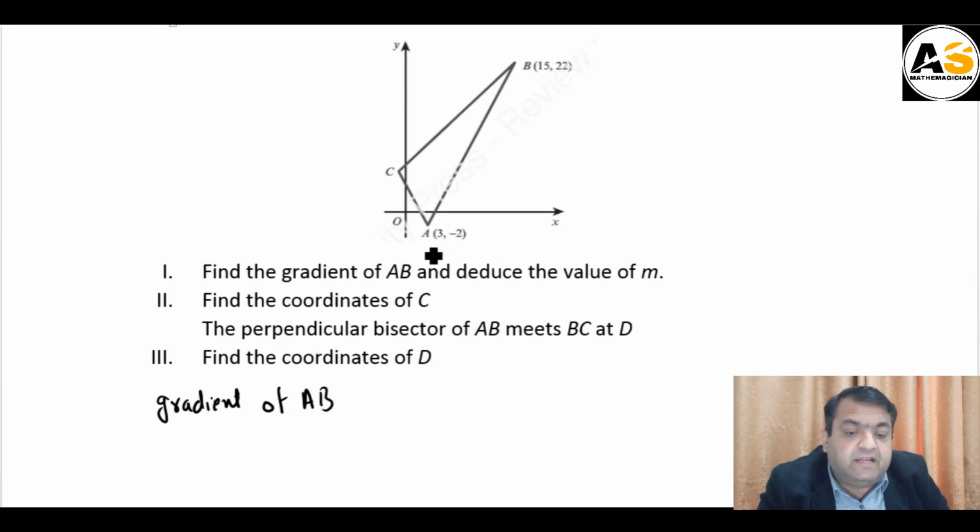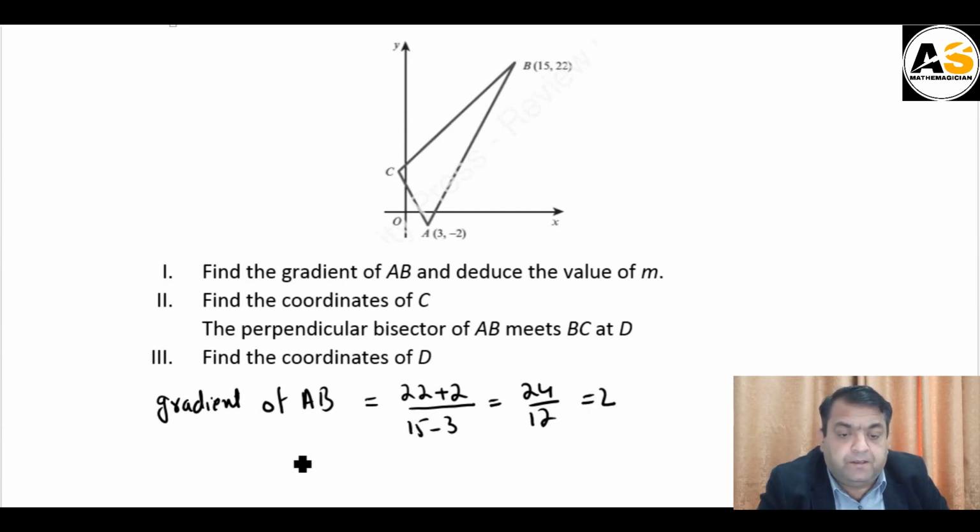Coordinates of A are (3, -2) and coordinates of B are (15, 22). Using these two coordinates, we will find the gradient: (y2 minus y1) over (x2 minus x1). This will be 24 over 12, which is 2. So the gradient of AB is 2.